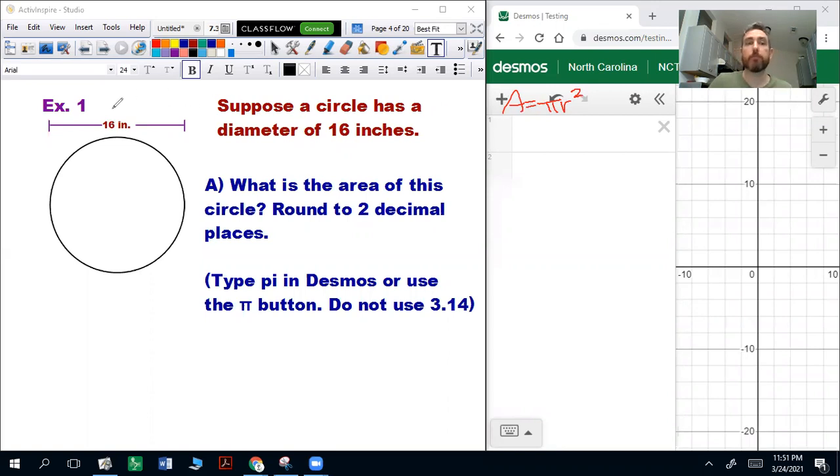What is r? R is the radius. The radius of a circle is the distance from the center of the circle to the outside edge. If you're given the diameter, which is the total distance across the circle, we're going to want to cut that in half. So the radius is going to be 16 divided by 2, which is going to be 8. So diameter of 16 inches, radius of 8. Got to know that. What's the area of the circle?